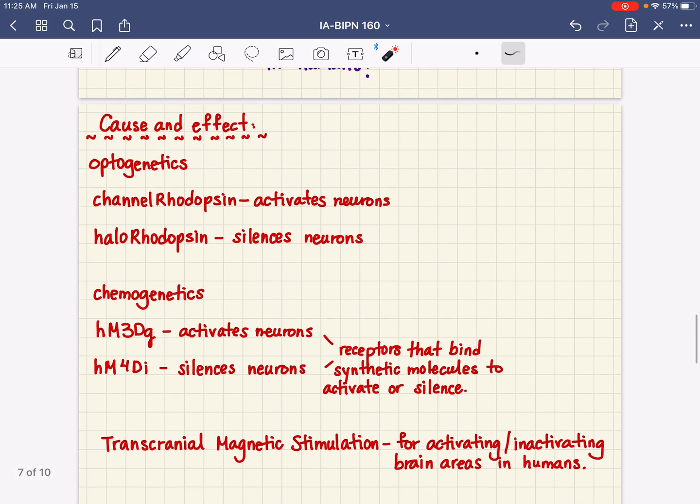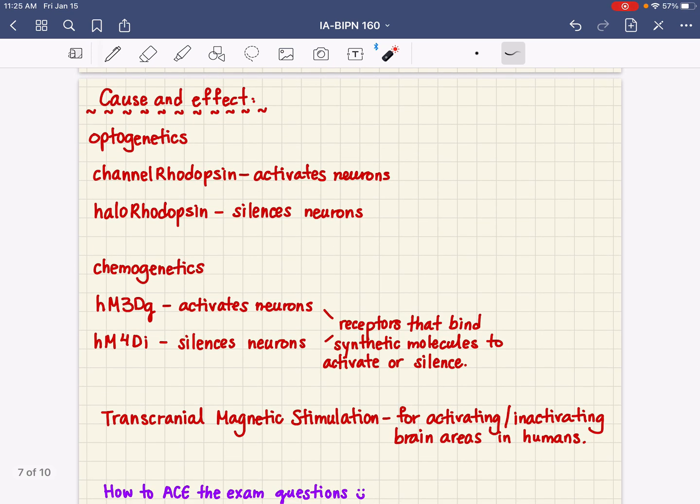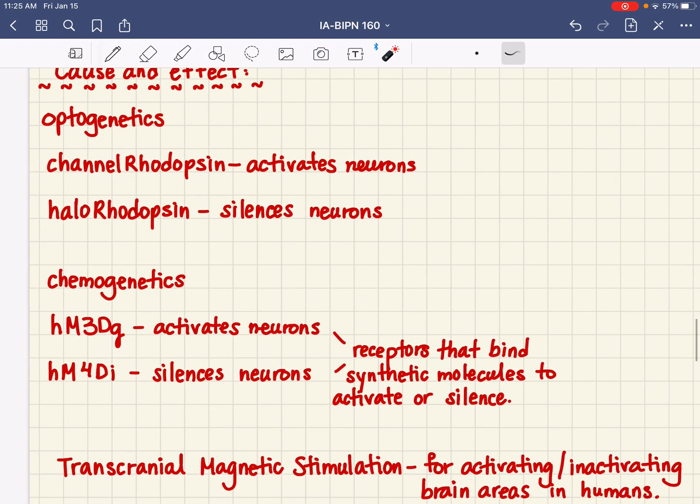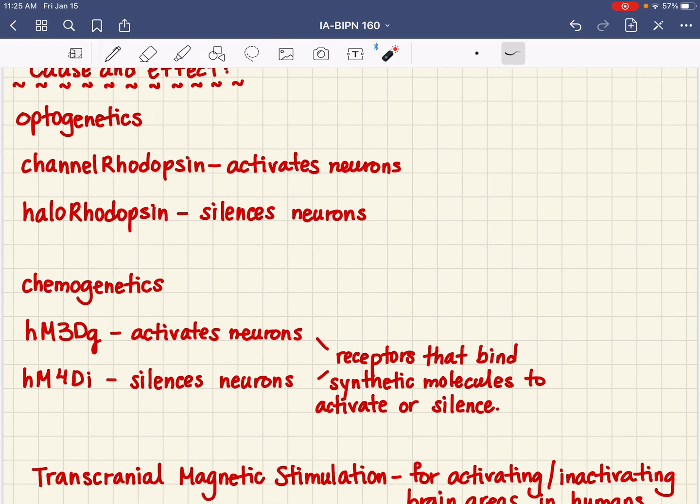Okay. Now we are getting into the techniques of using different tools to manipulate neural activity of the brain. Okay, there are two types: optogenetics and chemogenetics. So optogenetics is when we can use different wavelengths of light to activate different channels that we have placed into the brain, right? So channelrhodopsin is a channel that will activate the neuron upon, I think it was blue light or yellow light. You can look that up in the lecture.